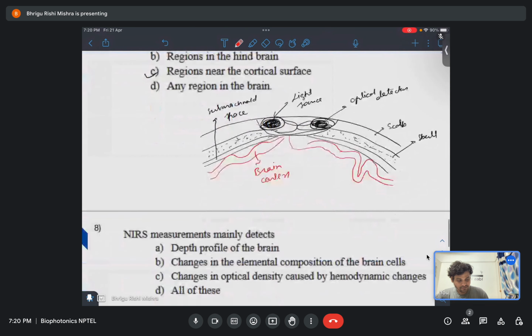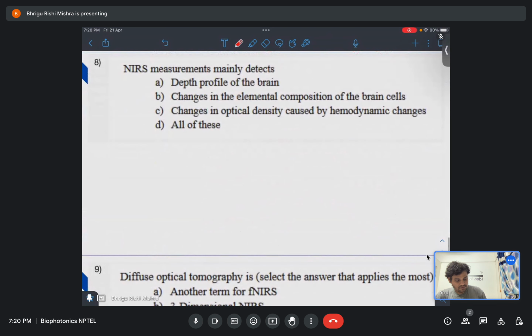Okay, the next question is: NIRS measurements mainly detect the depth profile of the brain, changes in the elemental composition of the brain cells, or changes in optical density caused by hemodynamic changes. So the correct answer is option C.